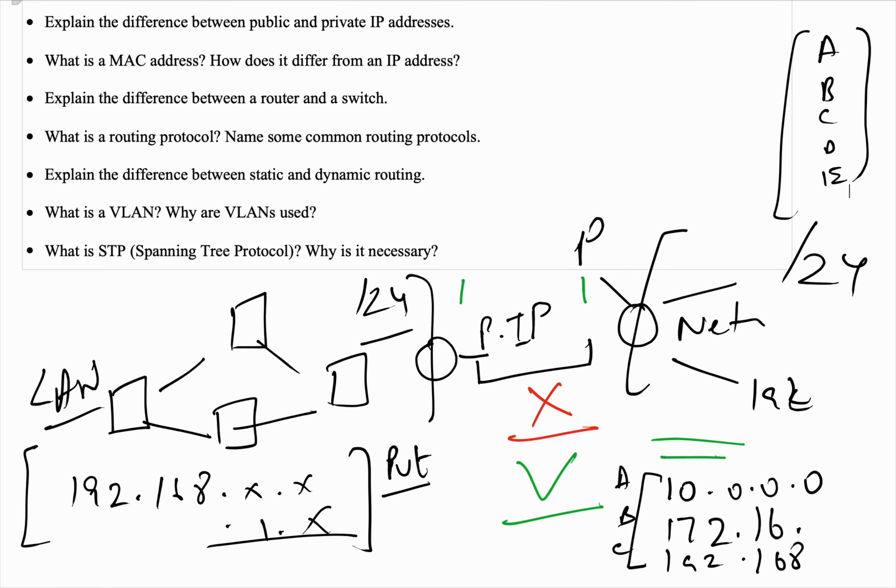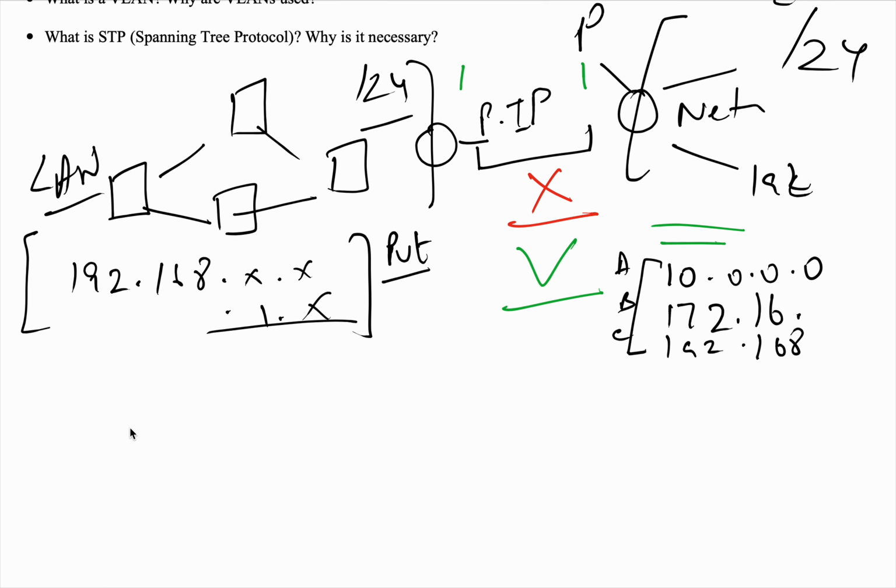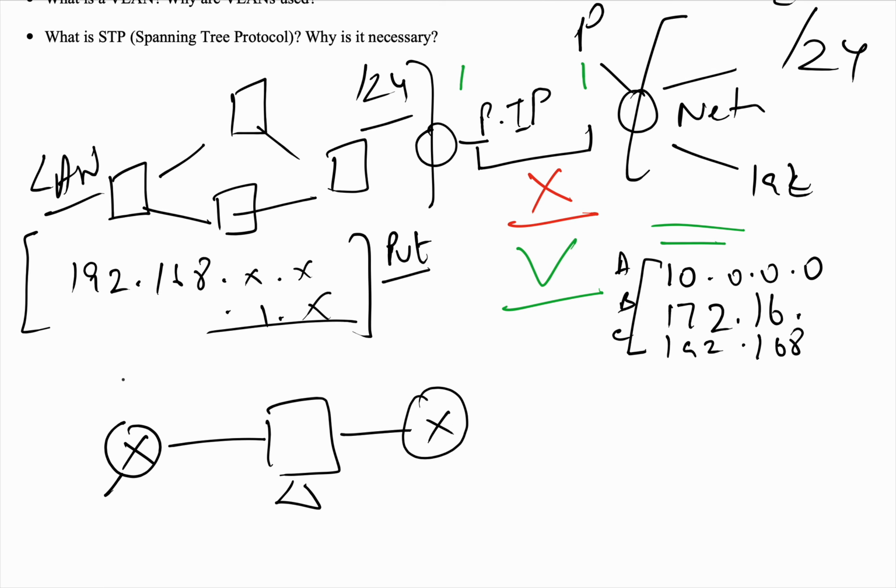Moving on to the next question: what is a MAC address, and how does it differ from an IP address? This we have already discussed once, but let me make it clear. You have a device here, and you have a router here. And this is another device, and you have a router here again.